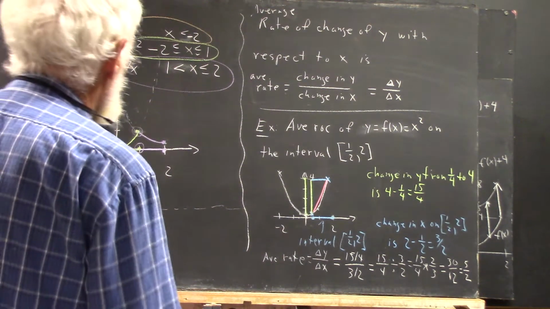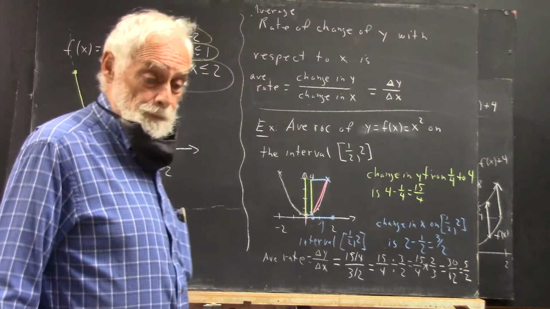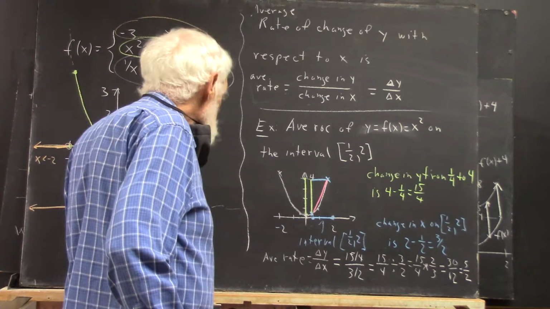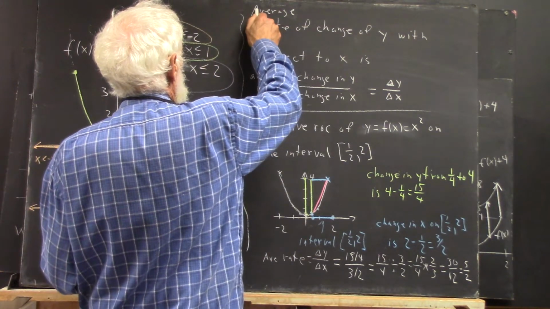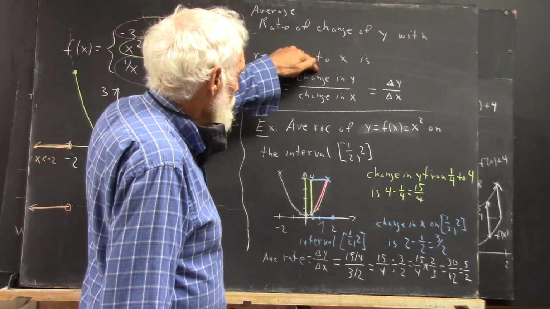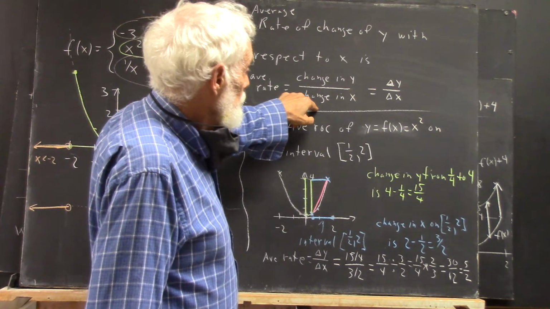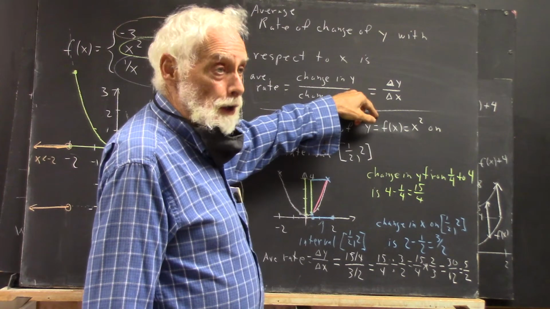Okay, the upcoming section is 1.3, which is on rate of change. So we define the average rate of change of y with respect to x to simply be the change in y divided by the change in x, which we can denote by delta y over delta x, where delta means change in.